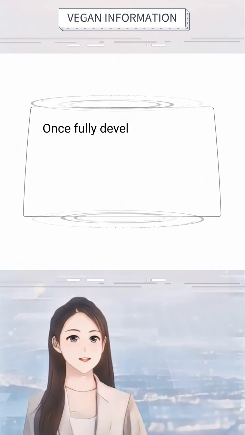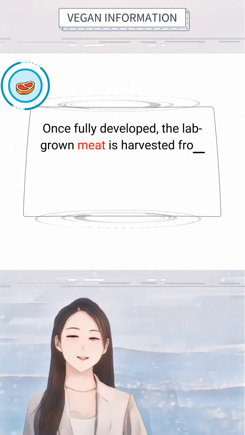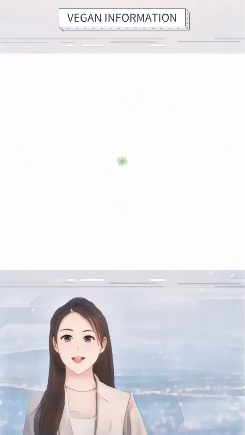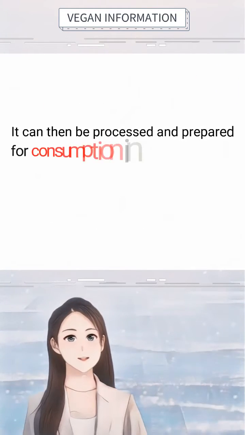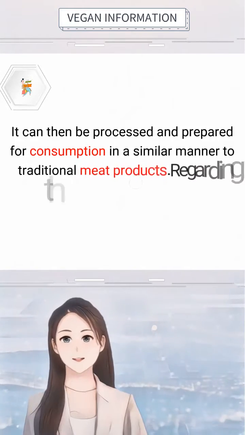Harvesting. Once fully developed, the lab-grown meat is harvested from the culture vessels or scaffolds. It can then be processed and prepared for consumption in a similar manner to traditional meat products.